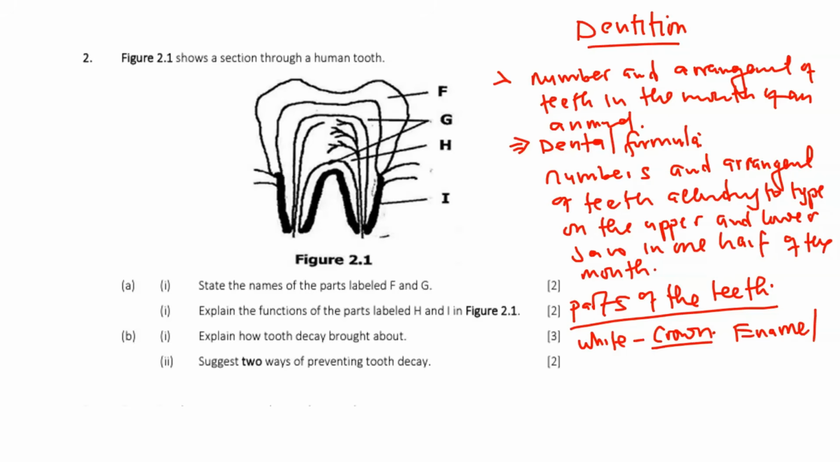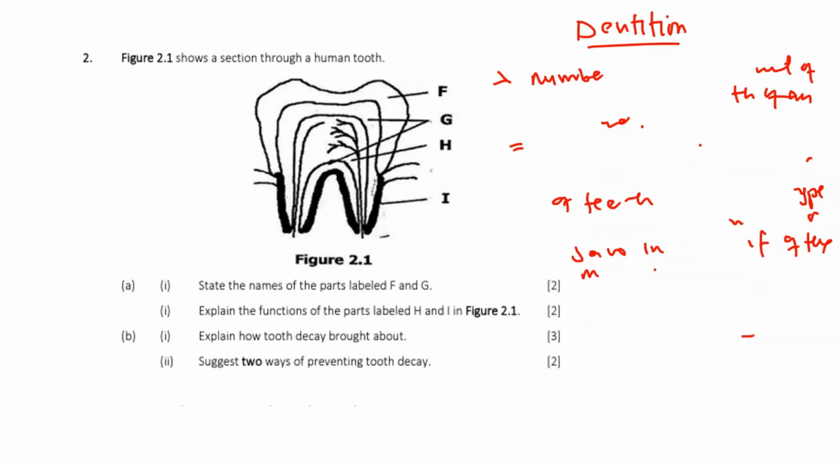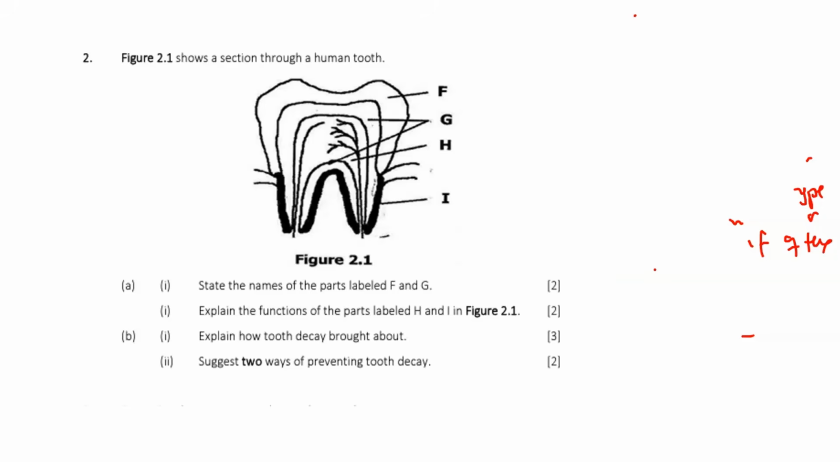Before we go to the other parts, perhaps we can look at the function of the enamel and the material that it is made up of. So the crown is what we call the outer part, which is what we call the enamel. As you can see from the diagram, this outer part, labeled F, is called enamel. Now what is the function of the enamel?